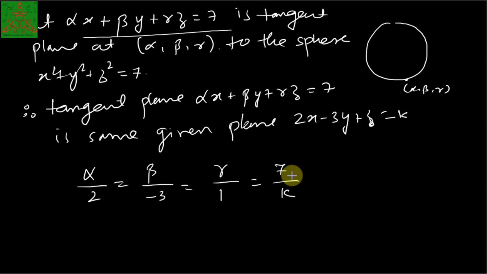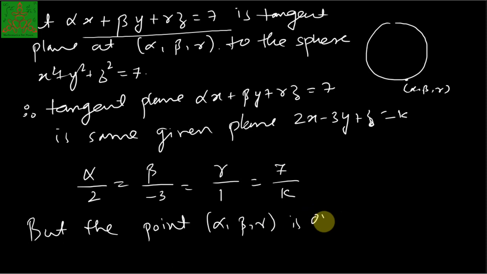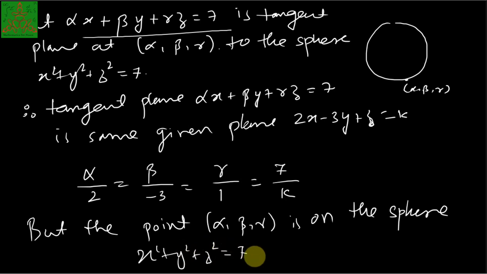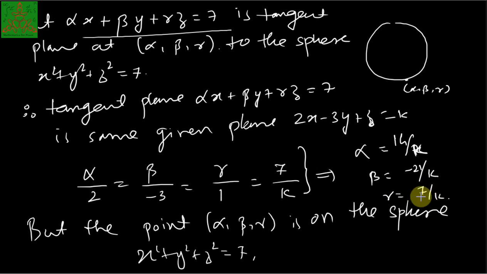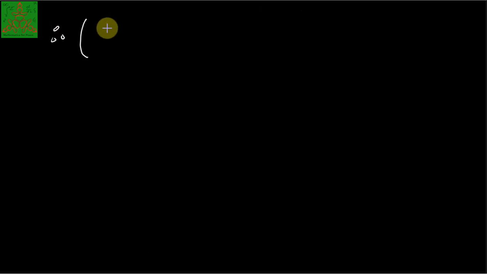So we can write, the point (alpha, beta, gamma) is on the sphere x square plus y square plus z square equal to 7. Therefore, from this we can get alpha as 14 upon k, beta as minus 21 upon k, and gamma as 7 upon k. So we can substitute this alpha, beta and gamma into the equation of the sphere, alpha square plus beta square plus gamma square equal to 7.